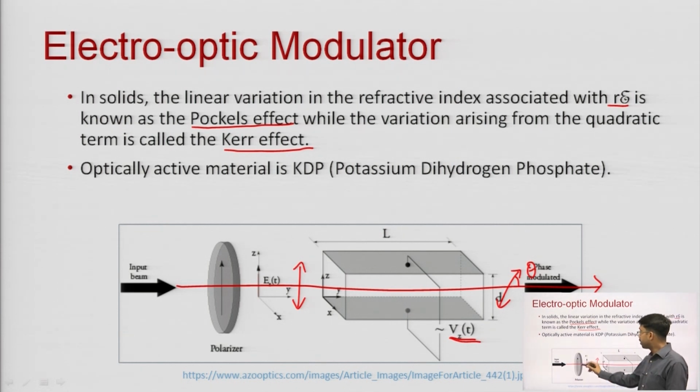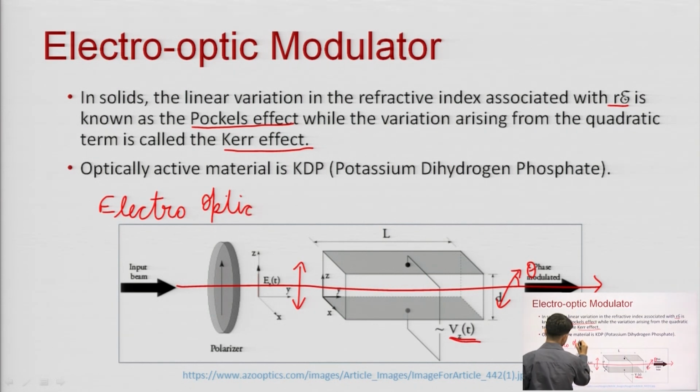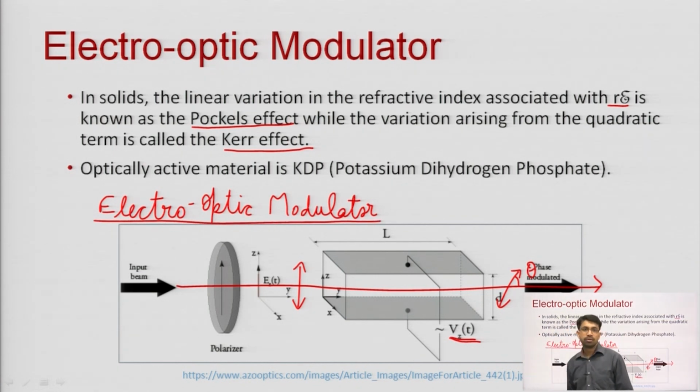So, this is an electro-optic modulator. This is the diagram of an electro-optic modulator. Why? Because we can superimpose electrical information, the voltage signal, the amplitude information of an electrical signal, on the plane of polarization of a light signal.